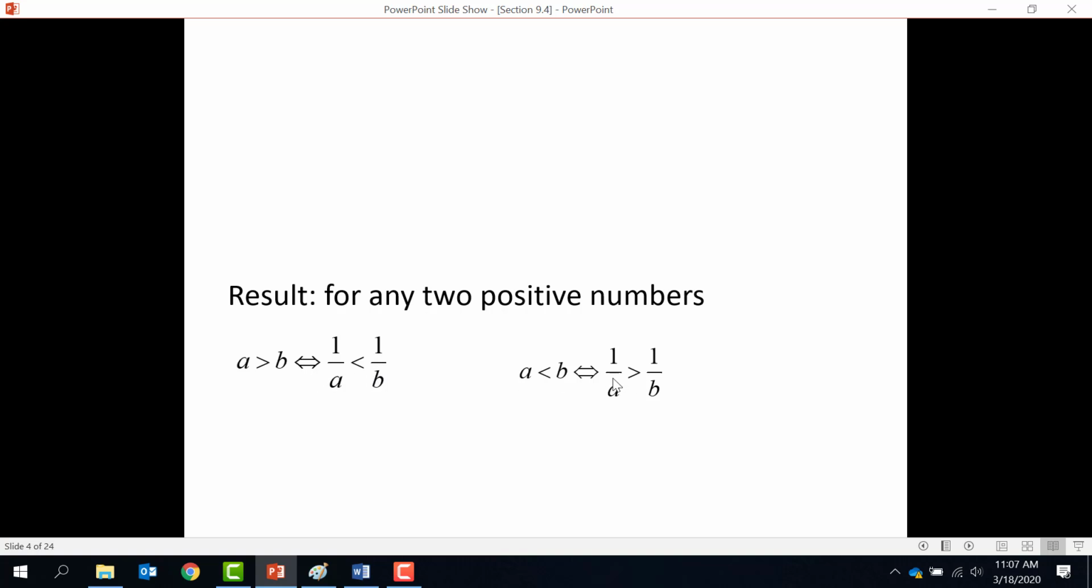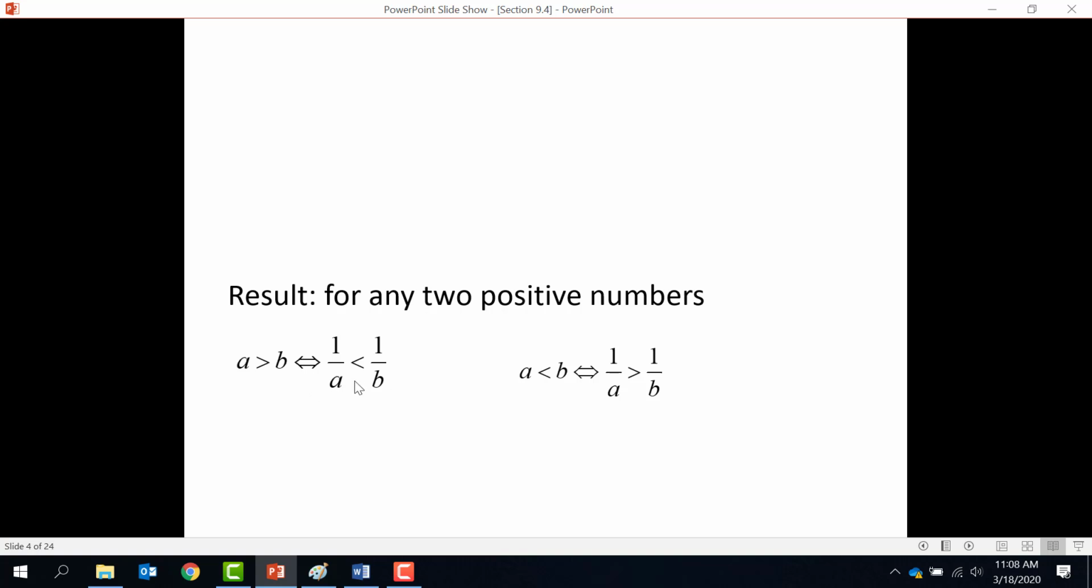It's pretty much the same thing over here. If A is less than B, then 1 over A has to be bigger than 1 over B. You have fewer people over here, so when you find the reciprocal of each one, the slices are bigger, right? And that's what this 1 over A is, the slice that each person gets.